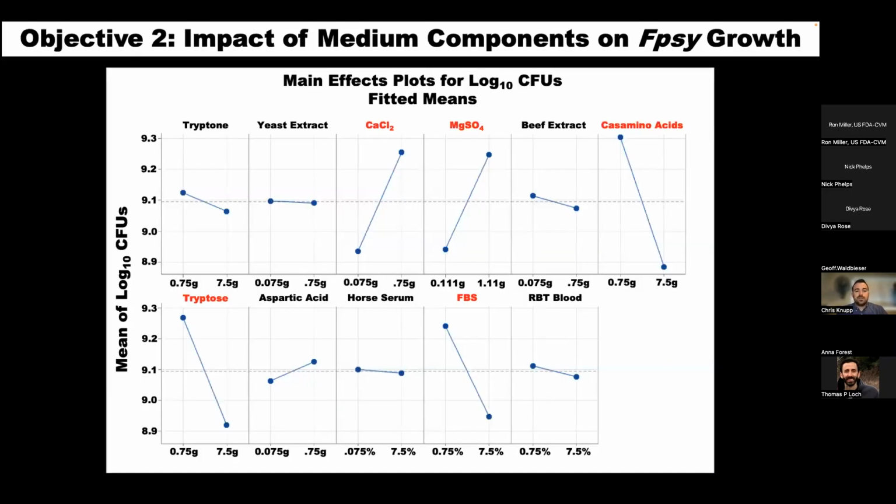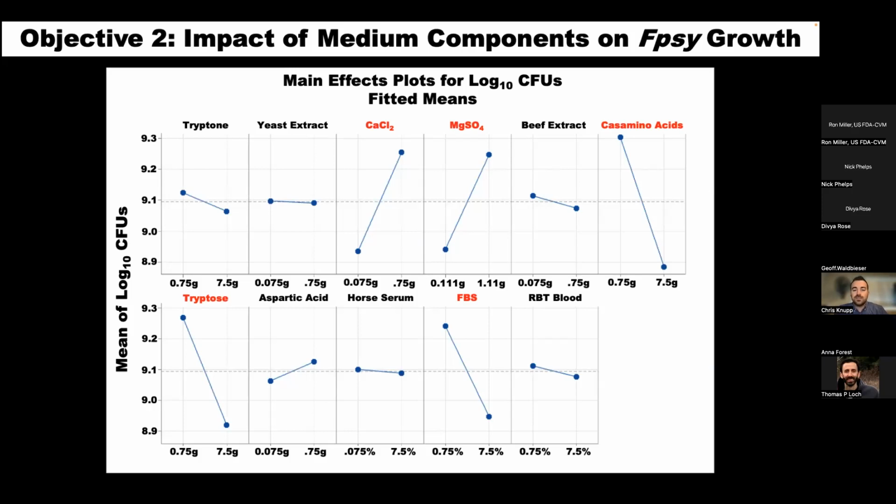Now getting into the results of this experiment. This figure is showing you each of the 11 different medium components and the effect they had on Psychrophilum growth at the low and high concentrations. The y-axis shows growth in mean log colony forming units, and the x-axis shows the low and high concentration for each specific component. You'll notice that 5 of these medium components are in red. This signifies that they had a significant effect on Psychrophilum's growth.